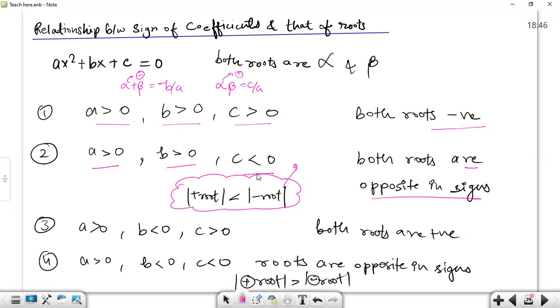Yes, sir. Another condition: when A is positive, B is negative, and C is positive, the roots should be positive. Okay. And when A is positive, B is negative, and C is negative, these two conditions are somewhat paired and related. The roots will be opposite in sign as earlier, but the only difference is the positive root will be greater than the negative root. The magnitude will be greater. Okay.